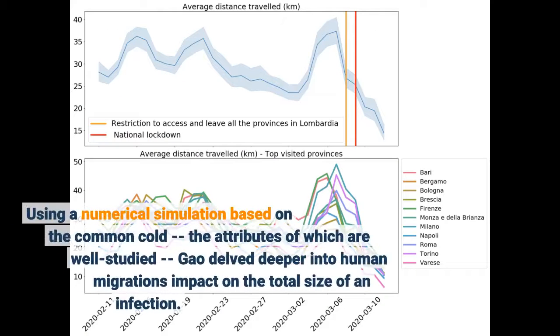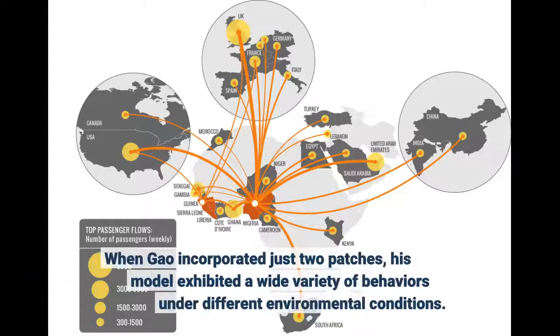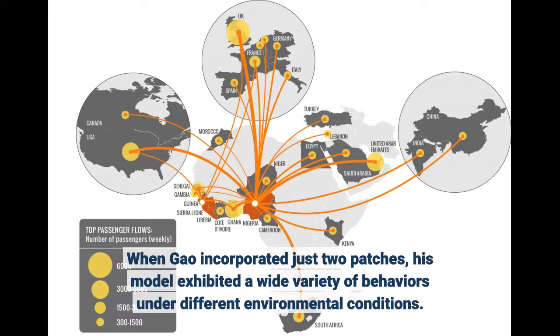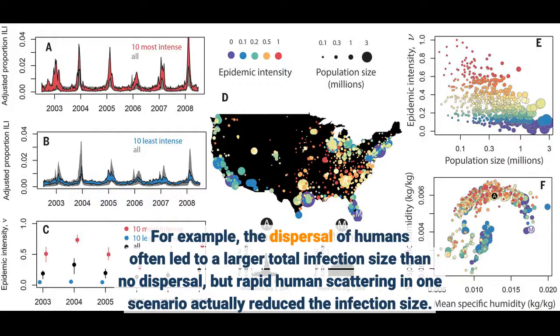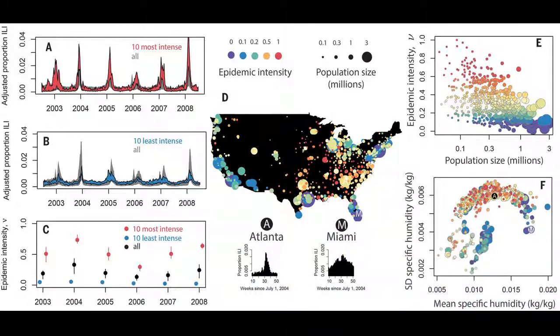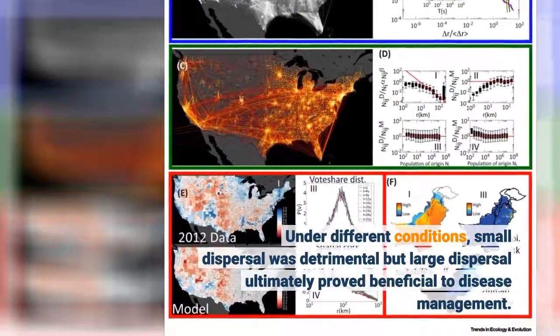Using a numerical simulation based on the common cold, the attributes of which are well studied, Gao delved deeper into human migration's impact on the total size of an infection. When Gao incorporated just 2 patches, his model exhibited a wide variety of behaviors under different environmental conditions. For example, the dispersal of humans often led to a larger total infection size than no dispersal, but rapid human scattering in one scenario actually reduced the infection size. Under different conditions, small dispersal was detrimental but large dispersal ultimately proved beneficial to disease management.